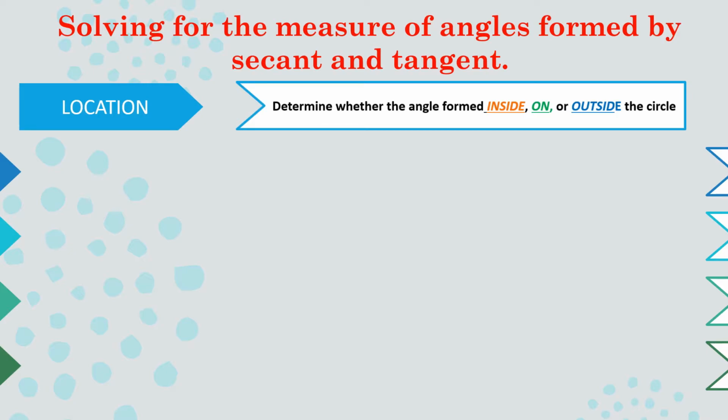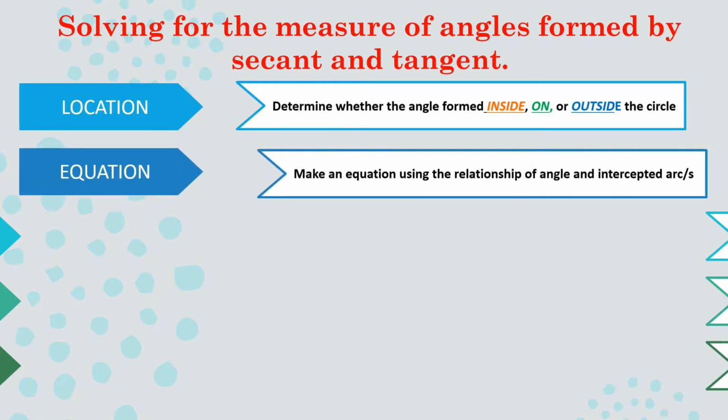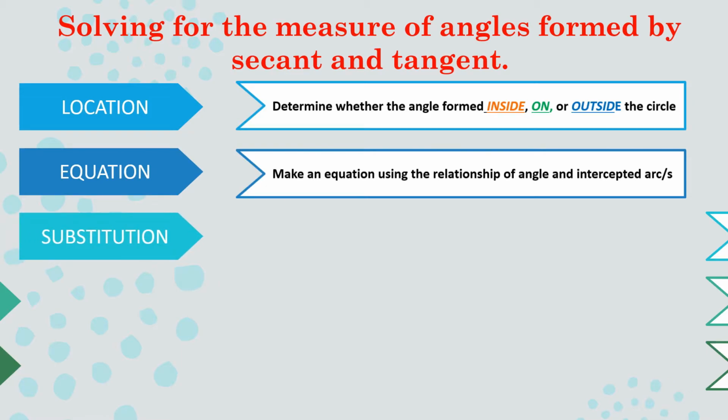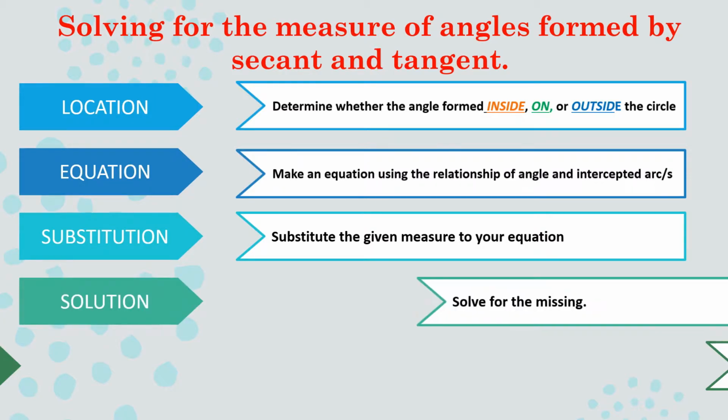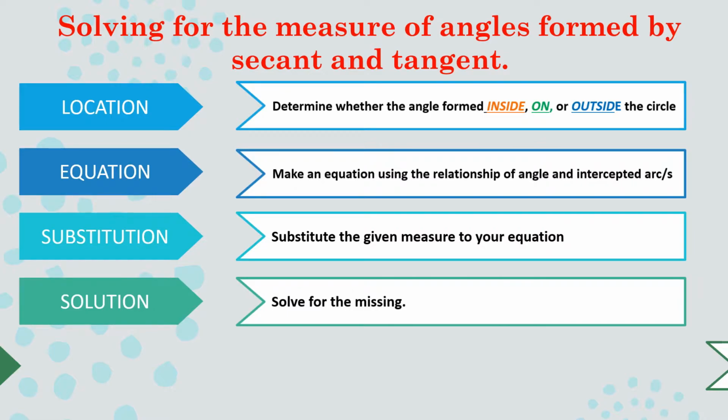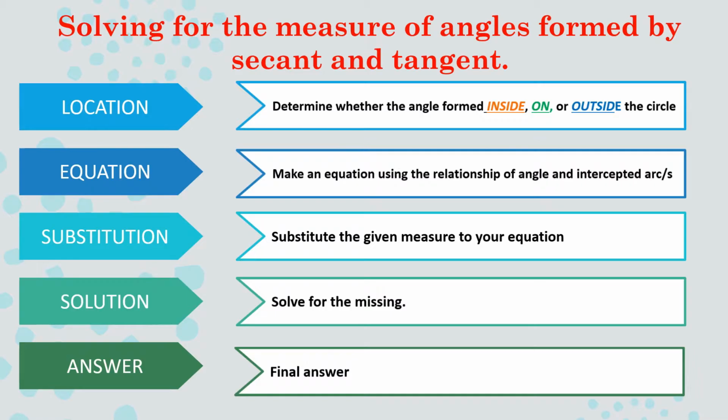After determining the location of your angle, you can now formulate an equation. We make an equation using the relationship of the angle and the intercepted arc or arcs. Then we do substitution, where we substitute the given measure into the equation. After that, all we have to do is solve for the missing measurement. Lastly, we will have the final answer.